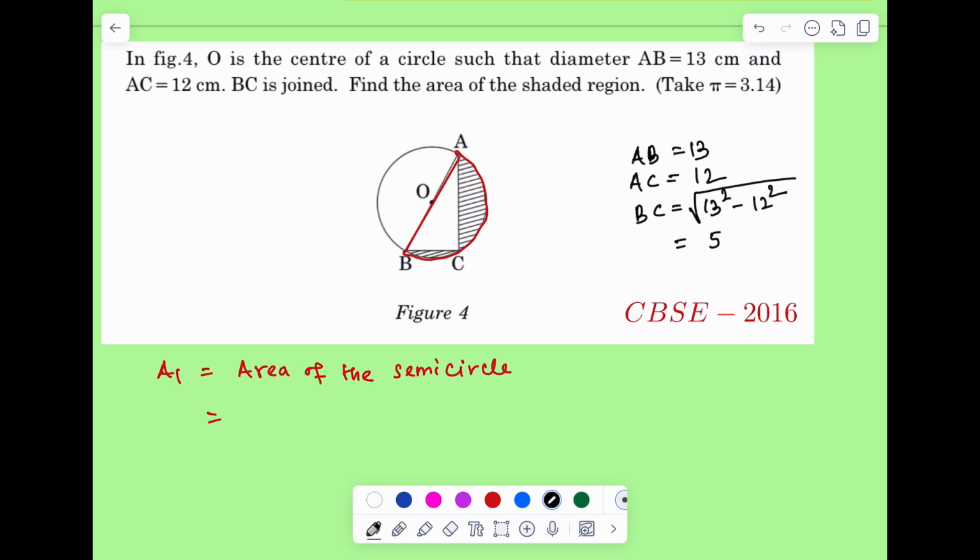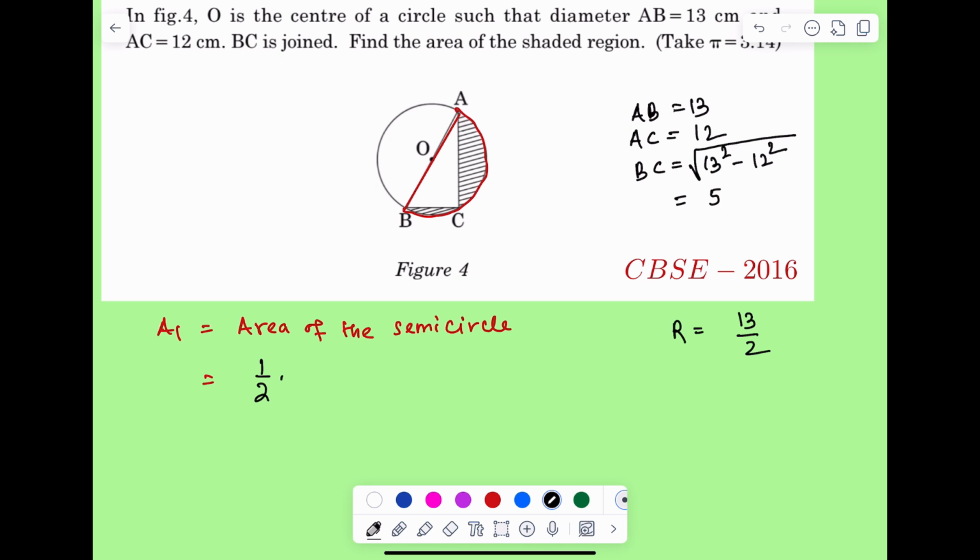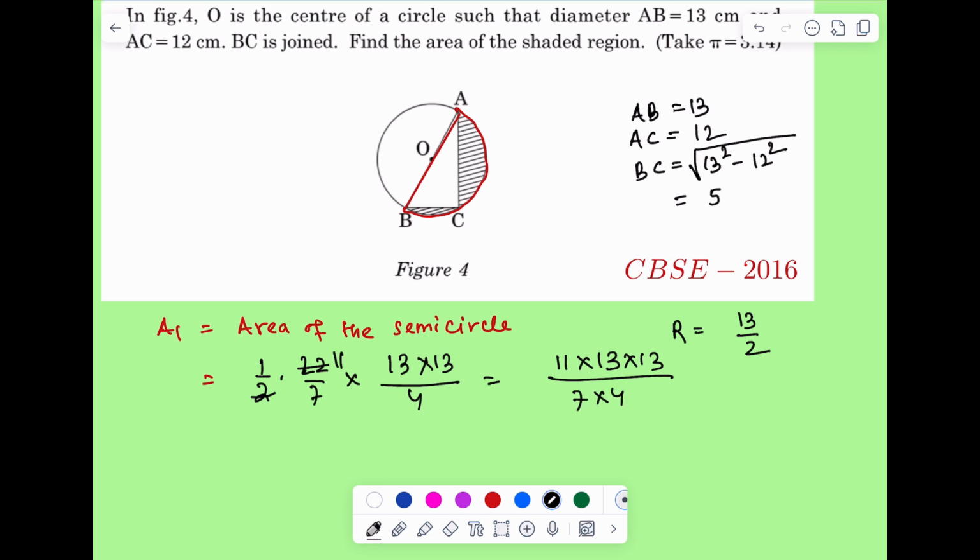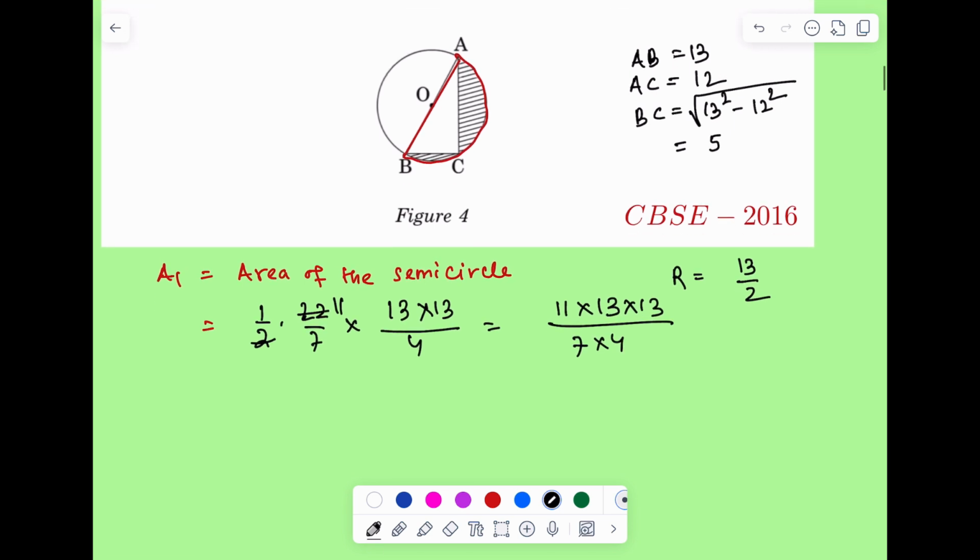BC is joined. Find the area of the shaded region. If we take the radius here, AB is equal to 13, which means the radius is equal to 13 by 2. R is equal to 13 by 2. Area A1, the area of the semicircle, is equal to pi r square by 2, that is equal to half into pi, which is 22 by 7, into r square. Half pi into r square, 13 by 2 square, 13 into 13 divided by 4, it is 11 into 13 by 7 into 4. This is A1, the area of the semicircle.